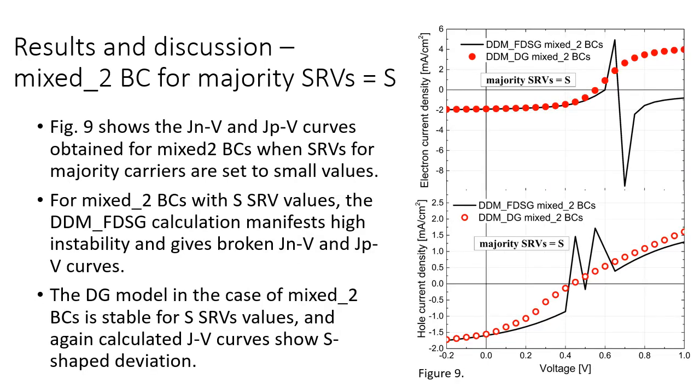Figure 9, similarly to the previous one, shows the JNV and JPV curves obtained for mixed 2 boundary conditions, but now when SRVs for majority carriers are set to small values. For mixed 2 boundary conditions with S SRV values, the DDM FDSG calculation manifests high instabilities and gives broken JNV and JPV curves. The DDM DG model, in the case of mixed 2 boundary conditions, is stable for S SRV values, and again calculated JV curves show S-shaped deviation.